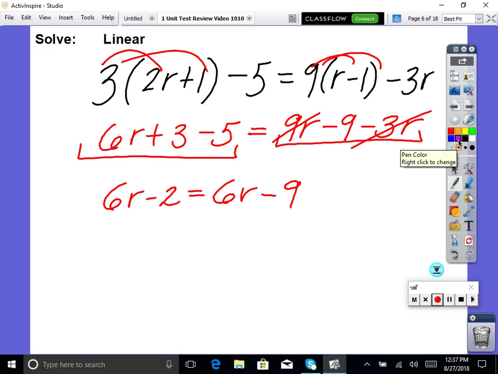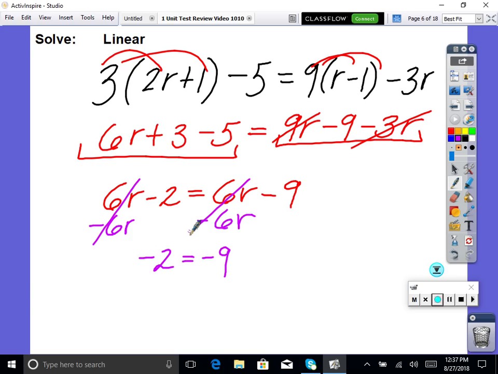So we're going to combine our r's. Now, something is happening again. -2 equals -9, because those canceled out. So remember, when solving, if your variable cancels out and you have a not true statement, which this is not a true statement, there must be no solution.